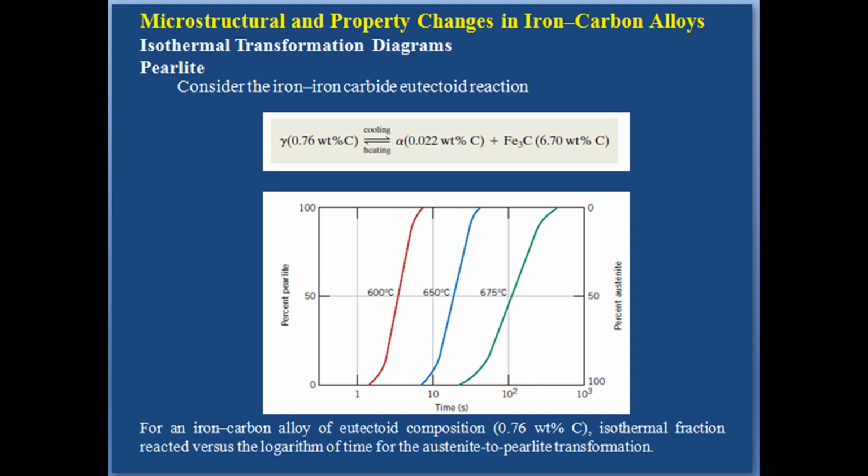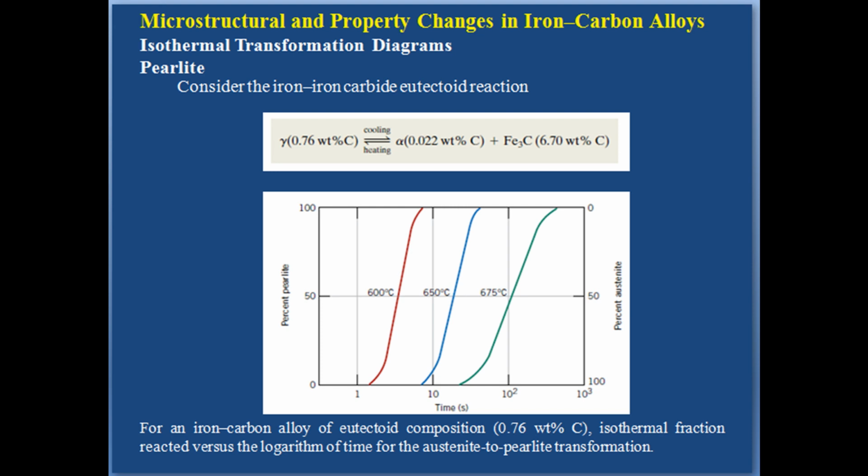Now we are going to discuss microstructural and property changes in iron carbon alloys. Some of the basic kinetic principles of solid state transformation are now extended and applied specifically to iron carbon alloys in terms of the relationship among heat treatment, the development of microstructure, and mechanical properties. This system has been chosen because it is familiar and because a wide variety of microstructures and mechanical properties is possible for iron, carbon, or steel alloys.